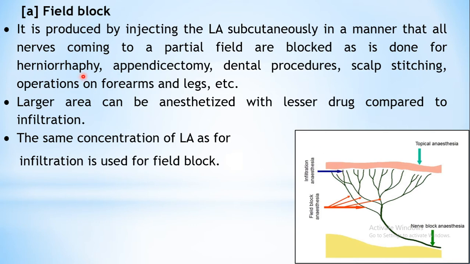Now the procedures which are carried out by this technique include herniorrhaphy, that is correction of the hernia, appendicectomy, that is removal of the appendix which may be inflamed, dental procedures, tooth extractions and all such procedures, and scalp stitching, in case you have met with some accident and stitching has to be done. Operations can also be done in the forearm, in the arm, or in a restricted region of your leg. You can find out the nerve which is supplying that area and inject your local anesthetic over here, so that particular area will get anesthetized.